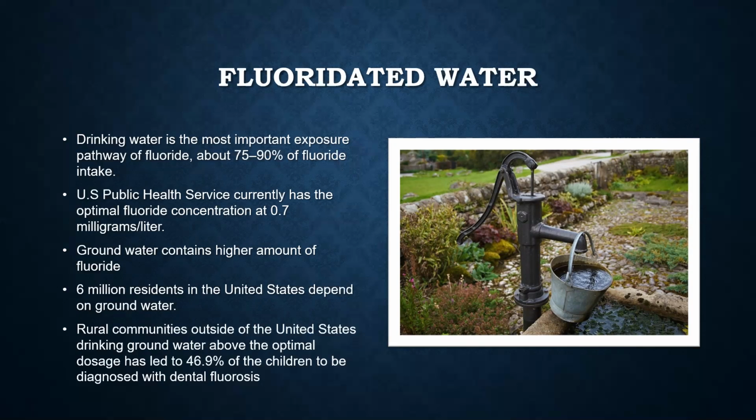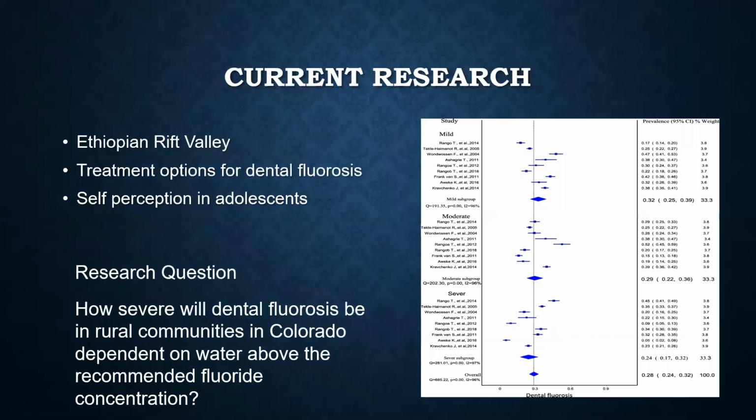There has been research showing that in rural communities outside of the United States, drinking groundwater above the optimal dosage has led to about 47% of the children being diagnosed with dental fluorosis. So if we take the 6 million residents in the United States depending on this groundwater, that is approximately under 3 million who have dental fluorosis, which is a very high percentage occurring in these rural communities and needs to be investigated. There seems to be a lack of literature available about dental fluorosis occurring in these rural communities and it needs to be investigated.